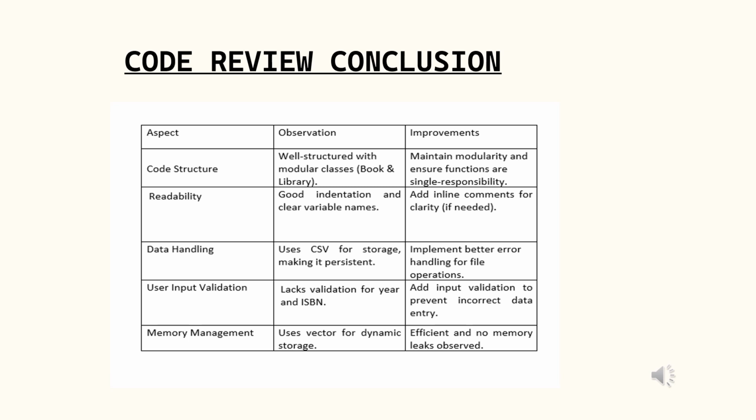So let's now go deep into the code review conclusion. When we check the code structure, it's well structured with modular classes. Then readability: it has good indentation and clear variable names. Data handling: it uses CSV for storage, making it persistent. User input validation lacks validation for year and ISBN, and that's a drawback. So we should add input validation to prevent incorrect data entry. And memory management: it uses vector for dynamic storage. So this is the code review.